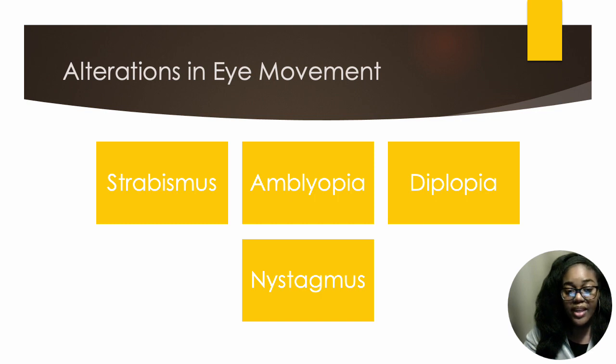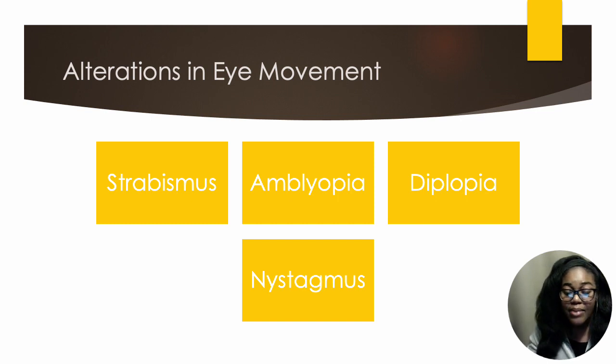So we talked about the alterations in vision, but let's talk a little bit about the alterations in the movement of the eye. The first one is called strabismus, also known as cross eyes. It is the lack of coordinated eye muscle movement that prevents your eyes from lining up in the same direction, hence cross-eyed. So one of your eye pupils will be looking one direction and the other will look another direction. We have amblyopia, and this is known as lazy eye.